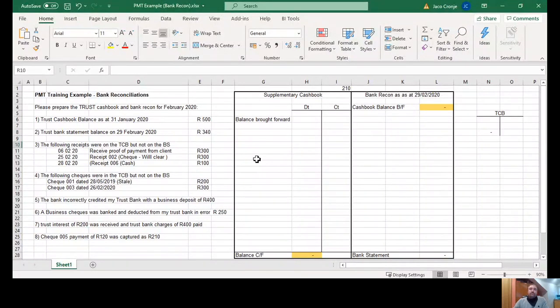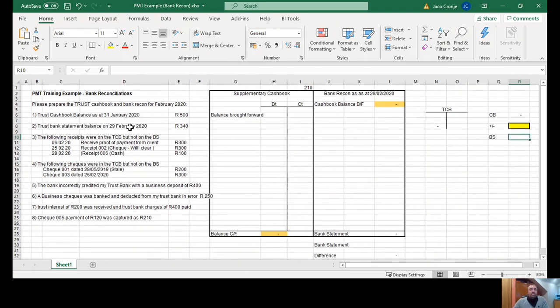Okay, so this is our training example for bank reconciliations. Just going to make this a little bit smaller so that we can get that last part in there. Okay, so let's get straight into it.